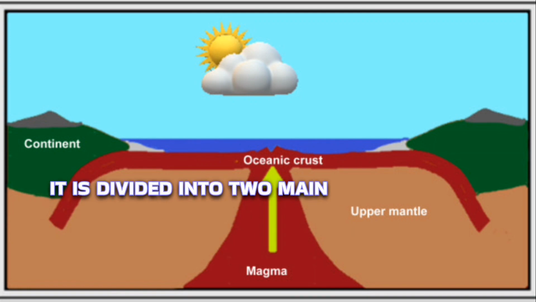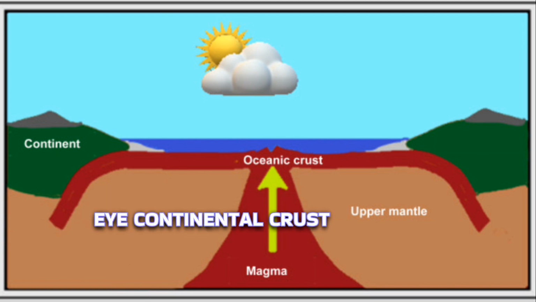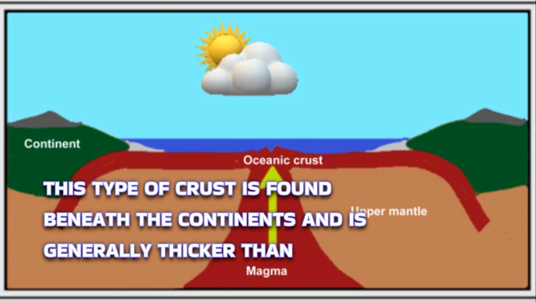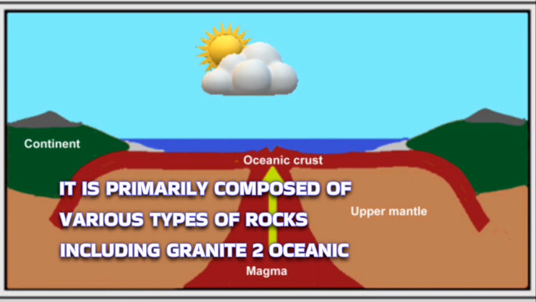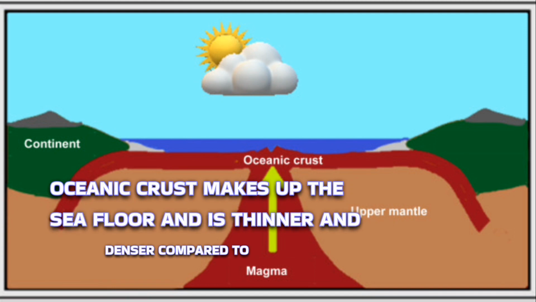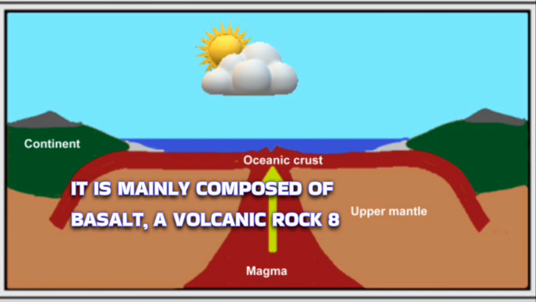It is divided into two main types, continental crust and oceanic crust. 1. Continental crust. This type of crust is found beneath the continents and is generally thicker than oceanic crust. It is primarily composed of various types of rocks, including granite. 2. Oceanic crust. Oceanic crust makes up the seafloor and is thinner and denser compared to continental crust. It is mainly composed of basalt, a volcanic rock.